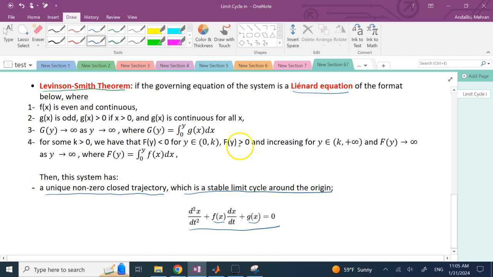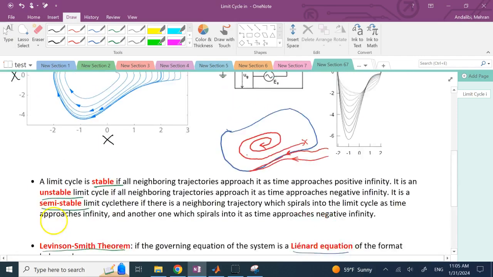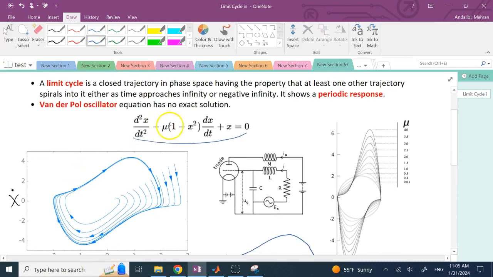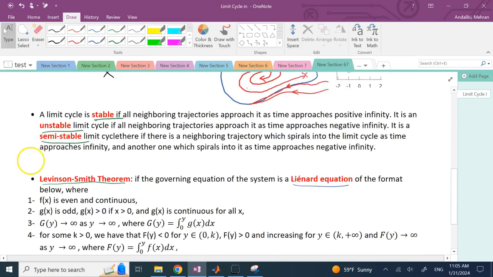So we want to see if this theorem is applicable to this van der Pol oscillator equation. If it is, then this theorem says yes, there is a limit cycle and it's stable around the origin. And by a single simulation, you can see the shape of it. So in this case, this is one of the functions, this is the other function. One of them is negative mu times 1 minus x squared.